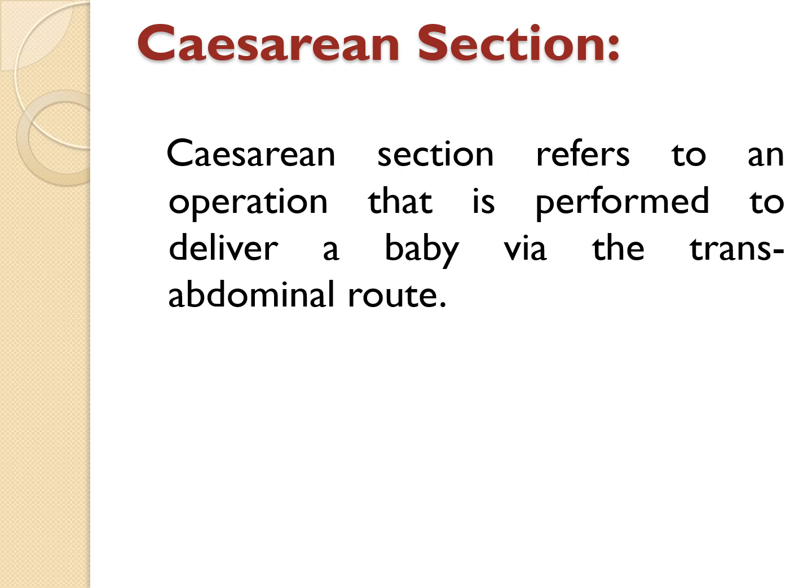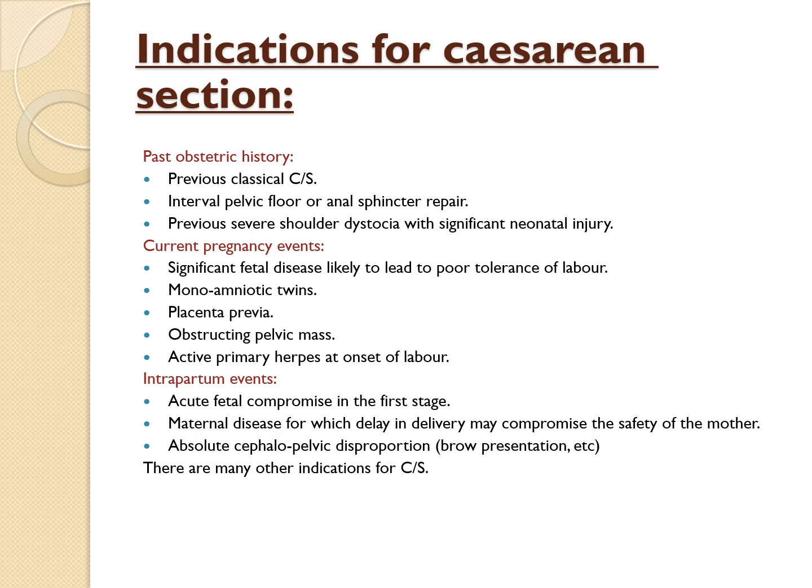Cesarean section. Cesarean section refers to an operation that is performed to deliver a baby via the trans-abdominal route. Indications for cesarean section. We have indications that are related to past obstetrical history or current pregnancy events or intrapartum events. These are examples of indications of cesarean section because there are many indications and it should be individualized for each patient.